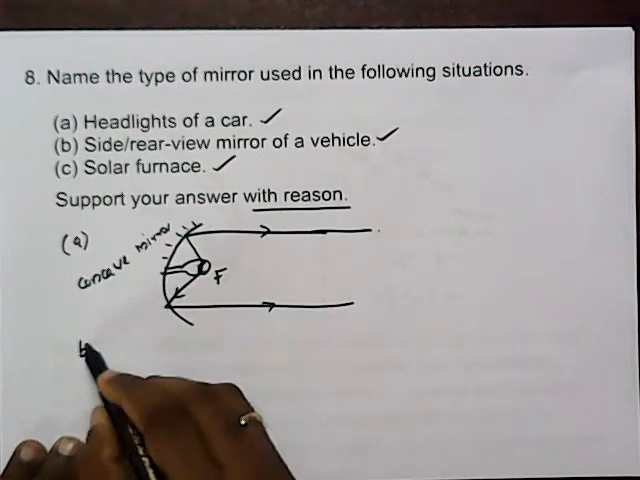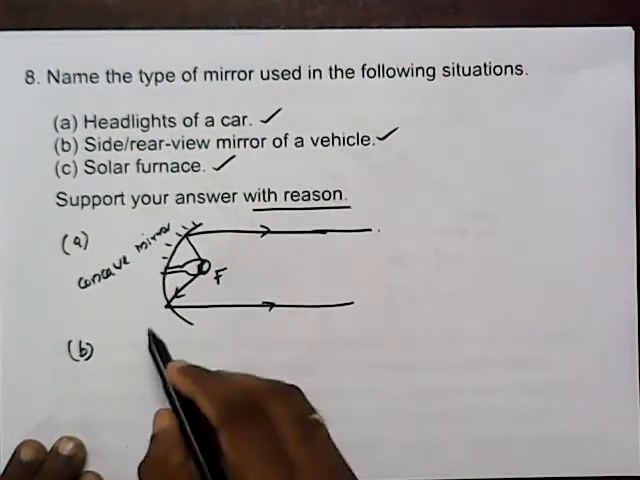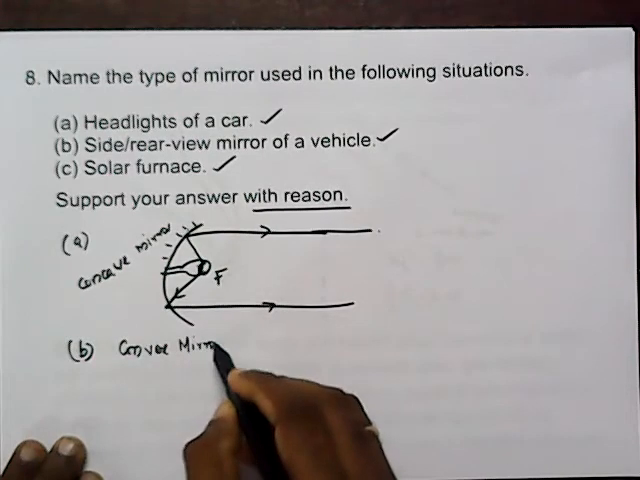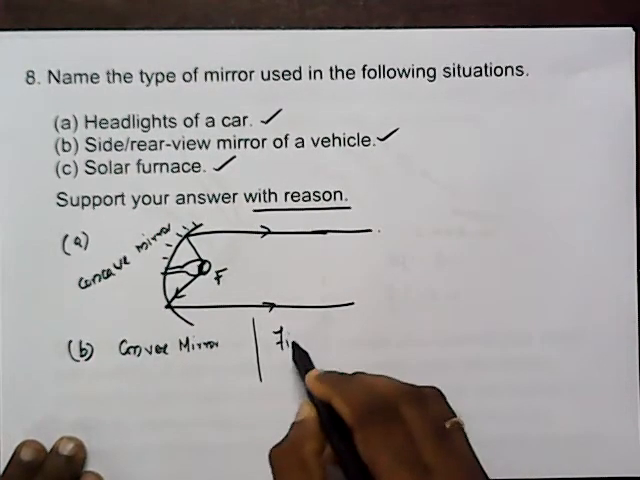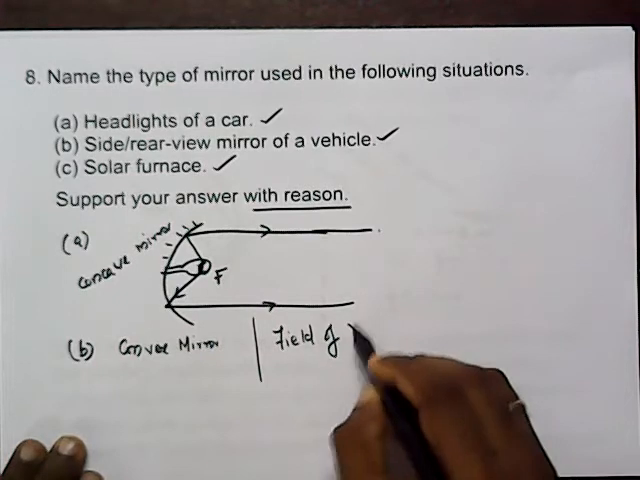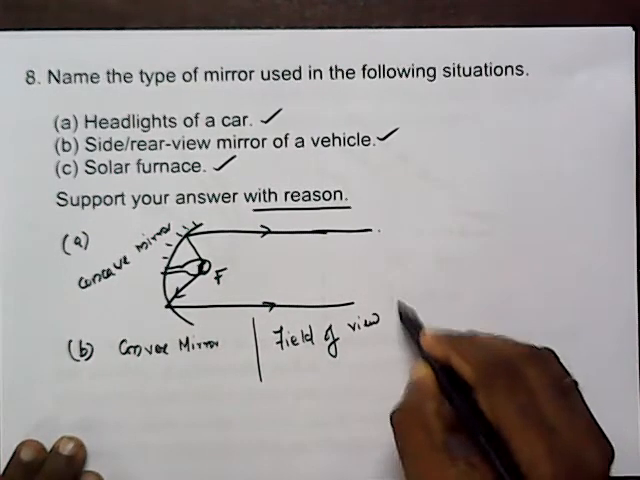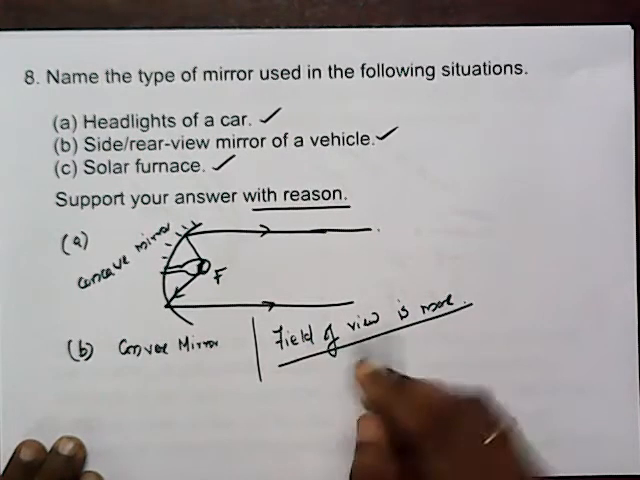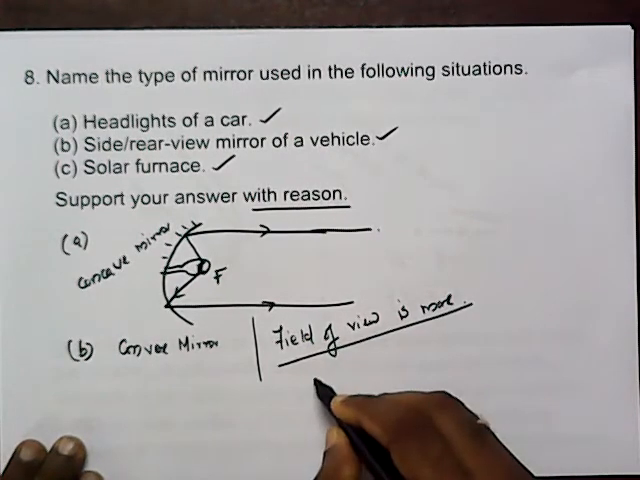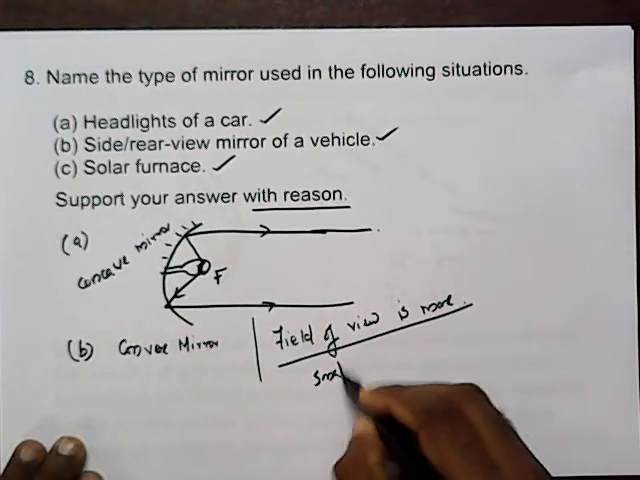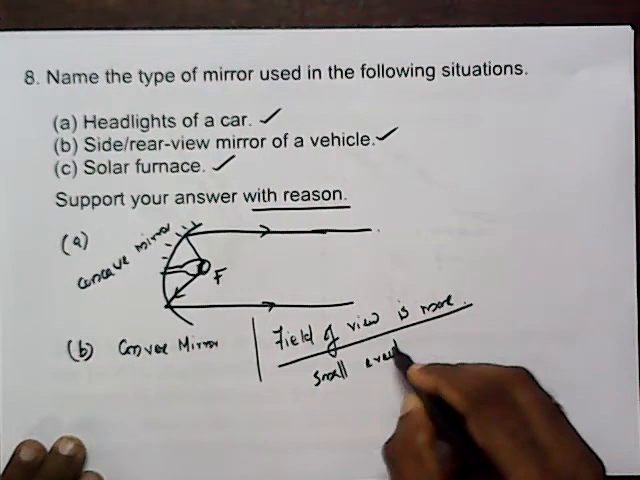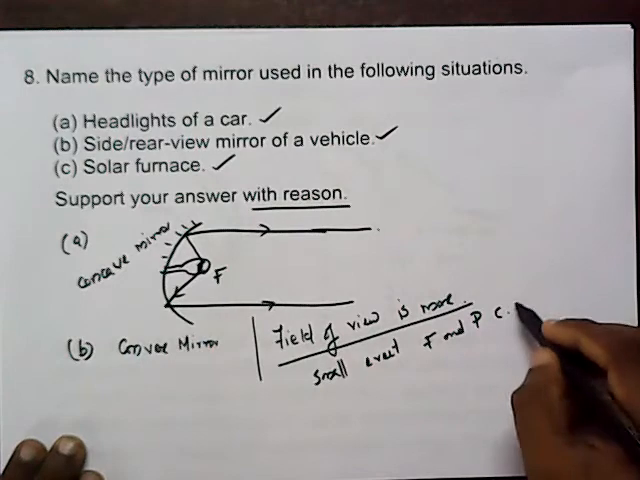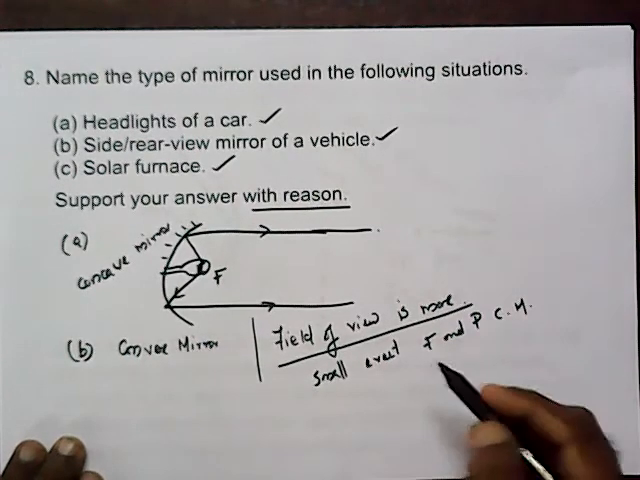And the rear view mirror of a vehicle. So we are using a convex mirror. And keep in mind, its field of view is maximum. That is a very important concept. The field of view is maximum. And also one more point, wherever the location of the object, it will give a small erect image in between the focus and the pole of the convex mirror. So that is a very important concept.